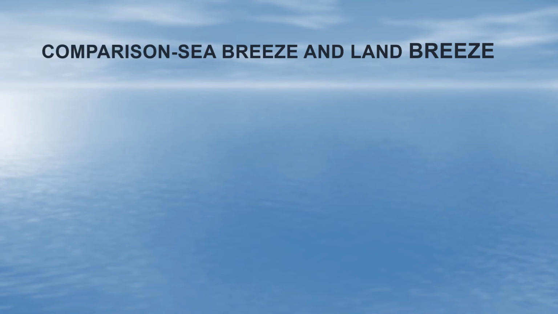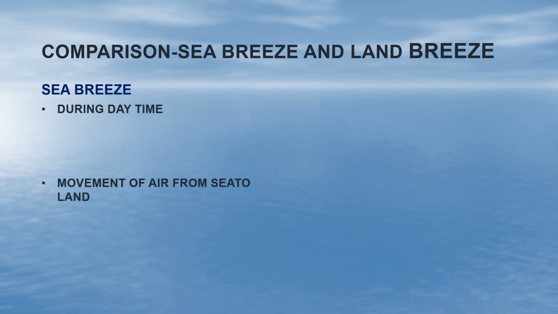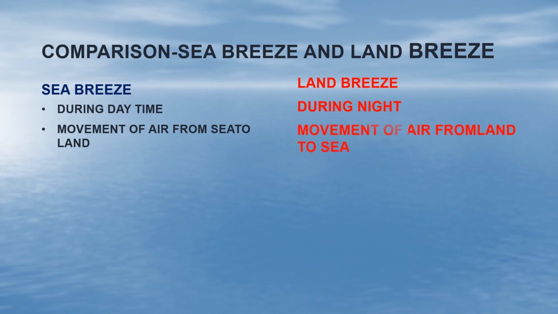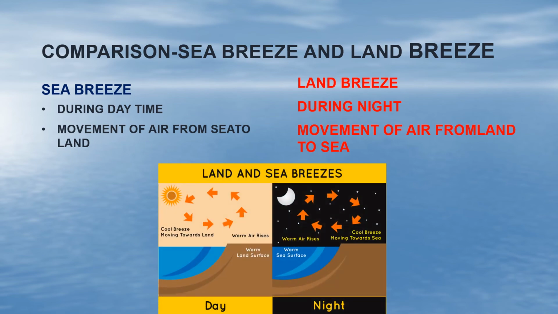Let us see the differences between sea breeze and land breeze. Sea breeze: when does it occur? During daytime. What is it? It is the movement of air from sea to land. Now the next one, land breeze. When does it occur? During night. What is it? Movement of air from land to sea.